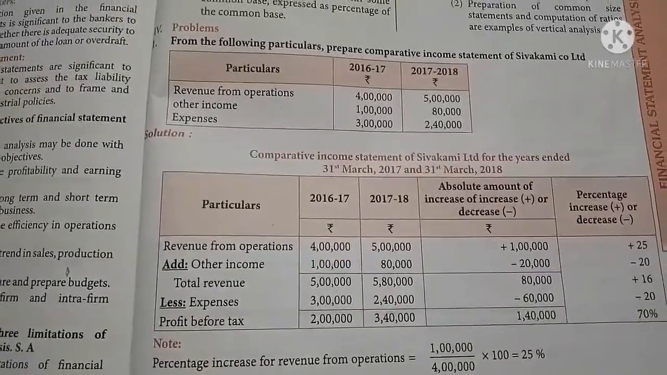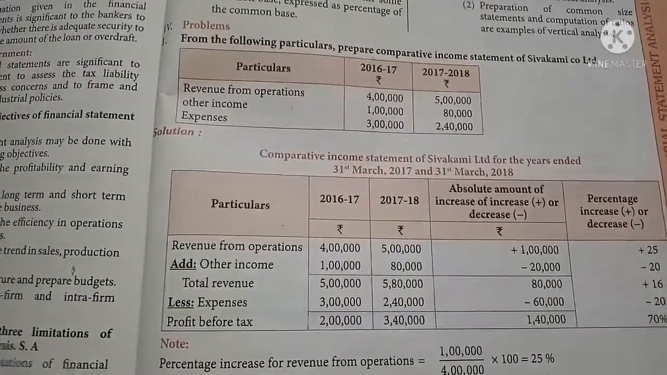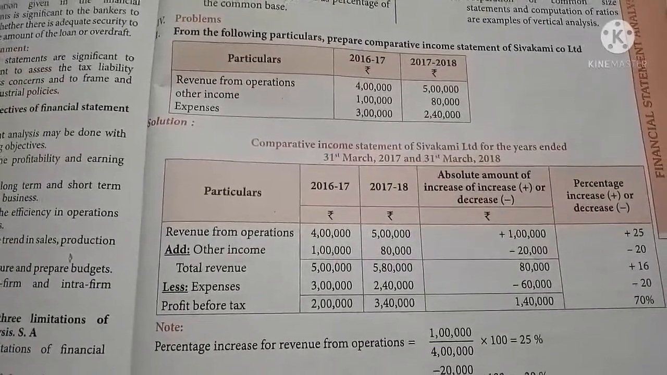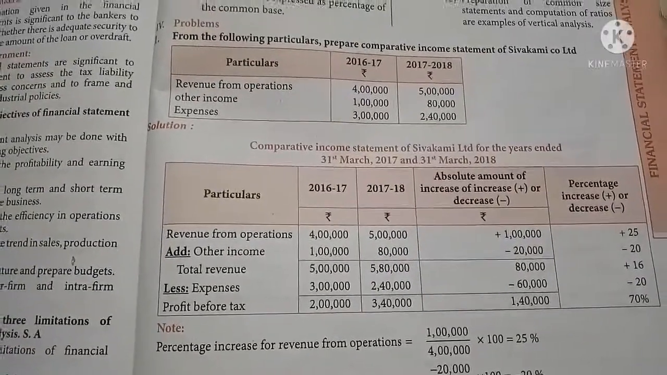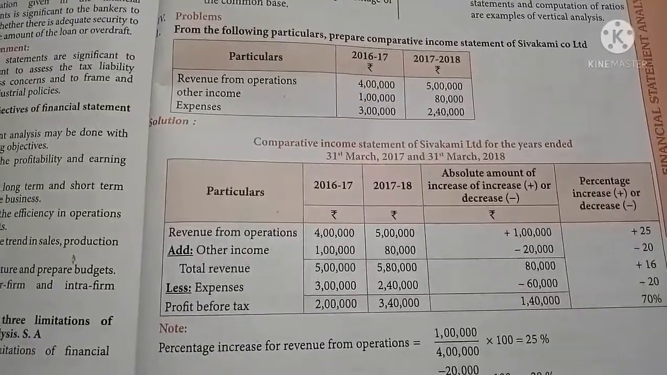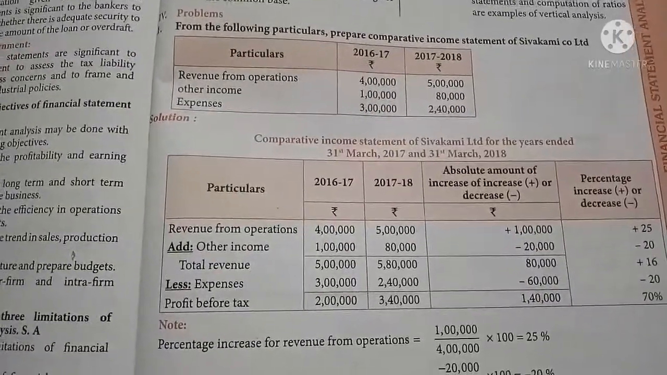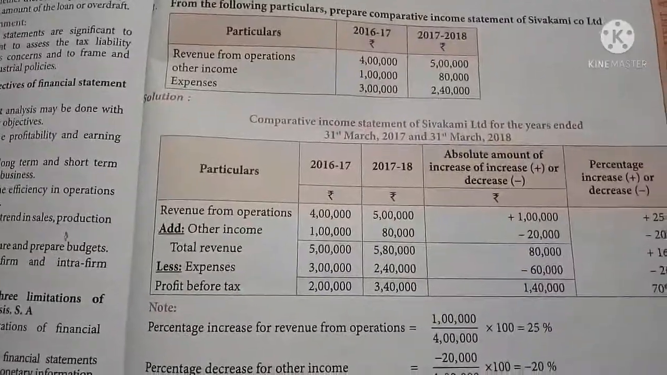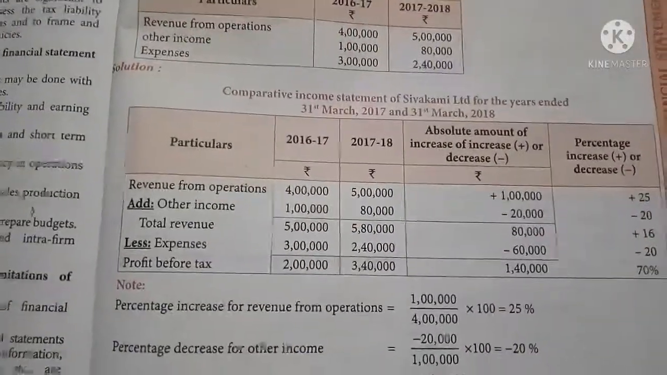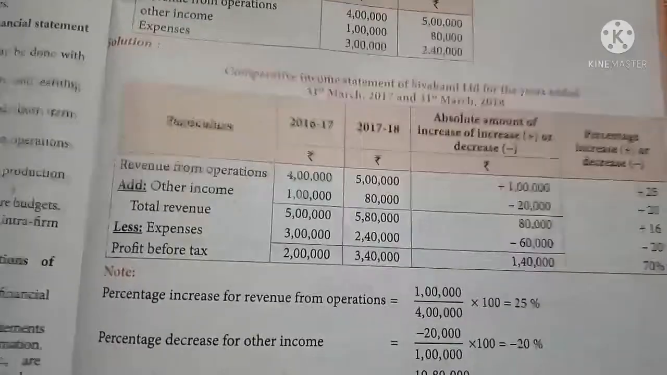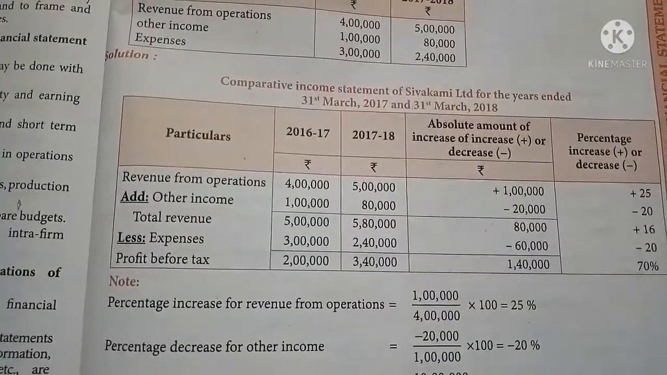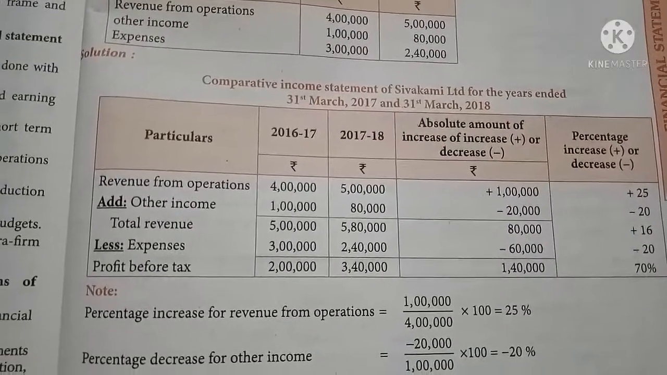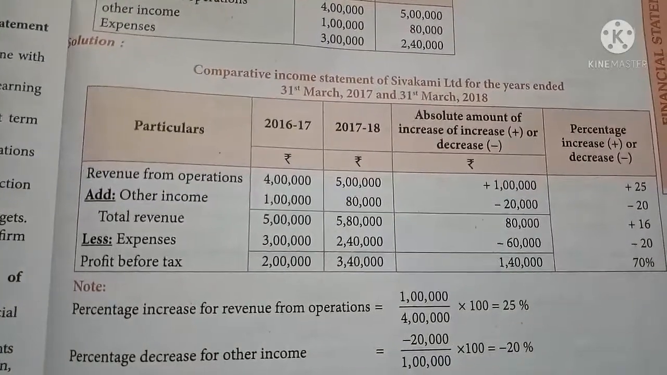So with that we complete this comparative income statement. While doing the comparative income statement, you can remember, you can prepare 5 columns. One for particular column, second one first year amount, third one second year amount, fourth column absolute amount of increase or decrease, fifth column percentage of increase or decrease.